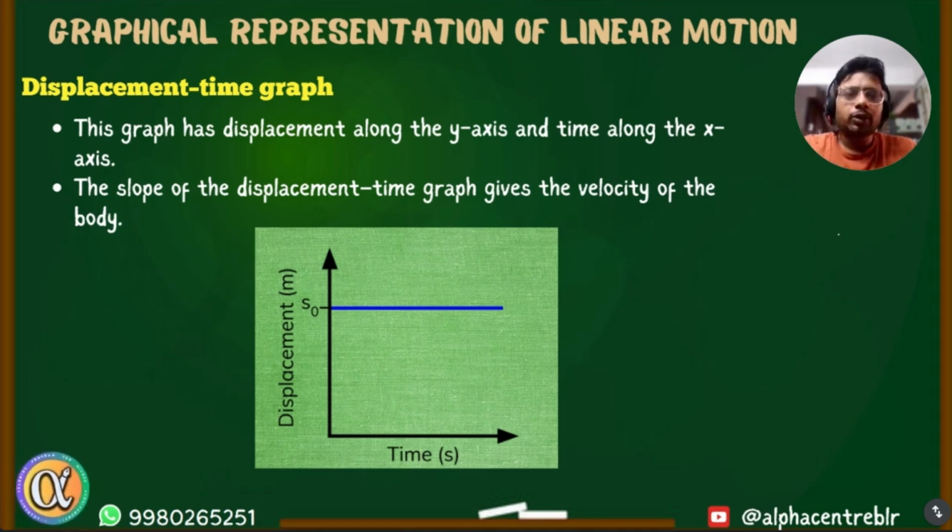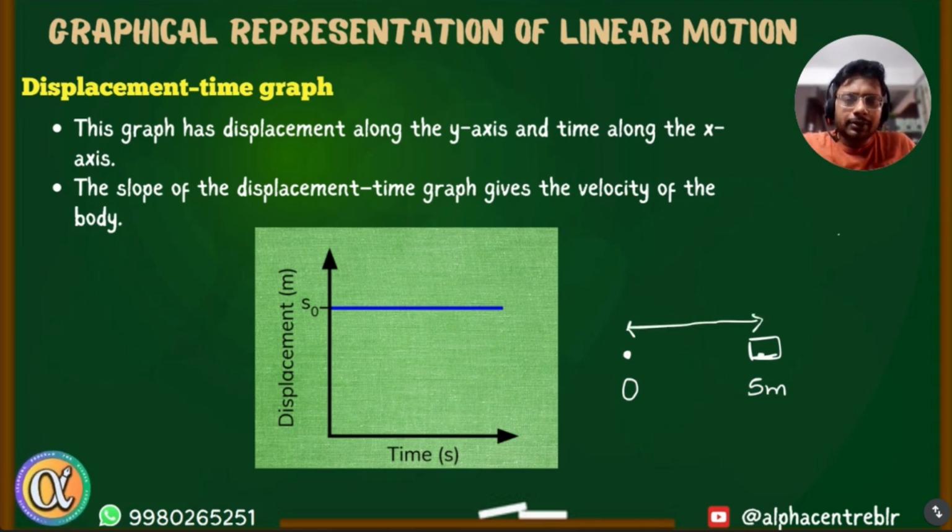Now the immediate question comes, so what is displacement? Displacement basically means the change in position of an object with respect to an observer. So imagine that this is some point where the observer is standing. This is the observer point, and this is where the object is, let's say at a distance of 5 meters from the observer.